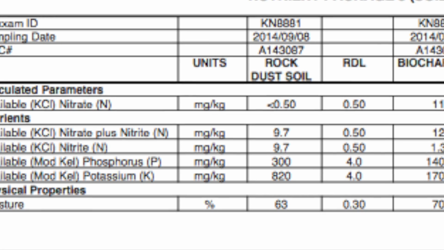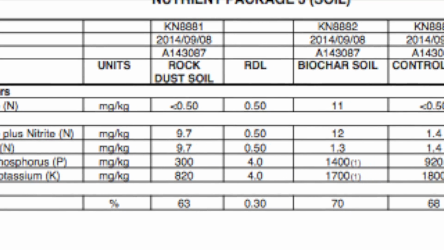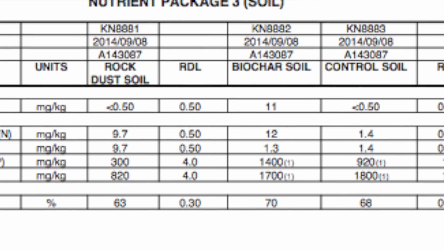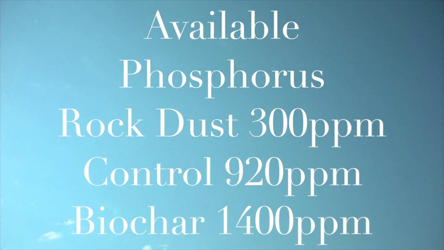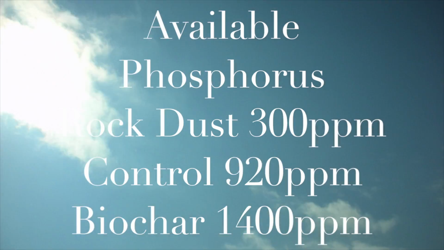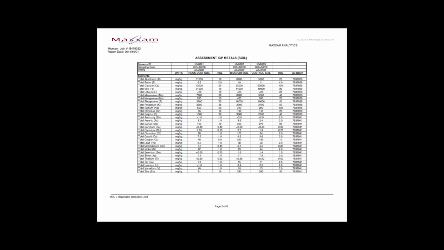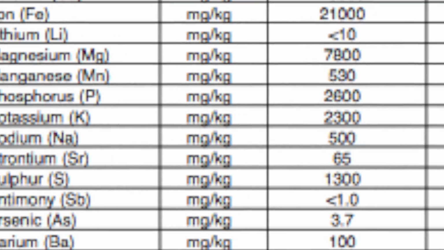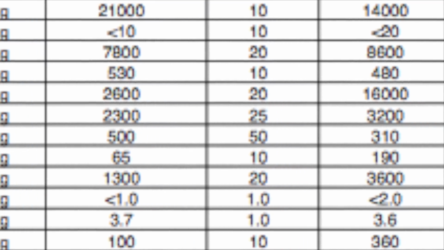Bioavailable phosphorus in the soil had the following results. Control was at 922 parts per million. Rock dust had 1/3 of that at 300 parts per million, while biochar had the most at 1,400 parts per million. The total metals assessment allows us to take a look at both the bioavailable and unavailable forms in the soil.